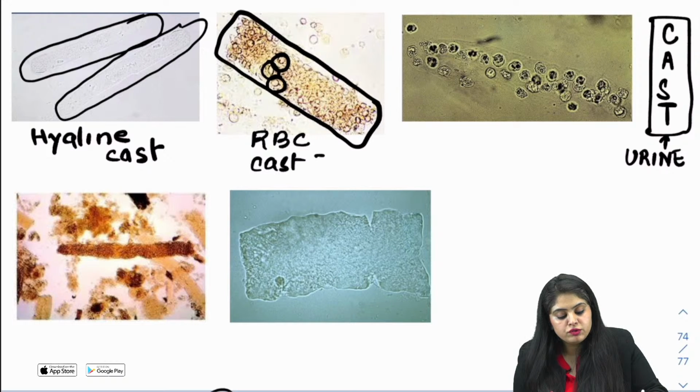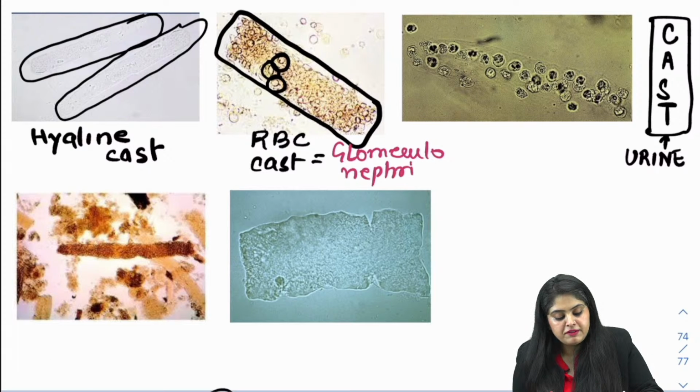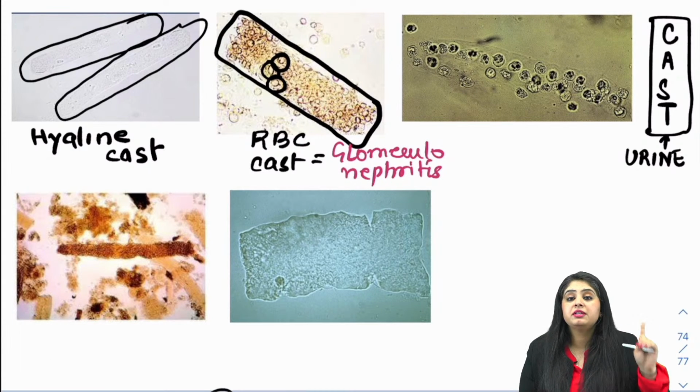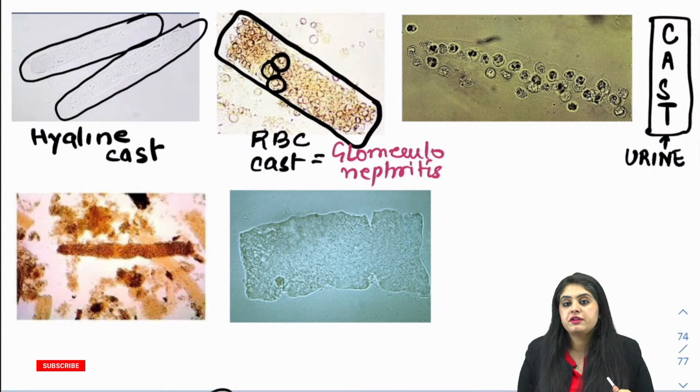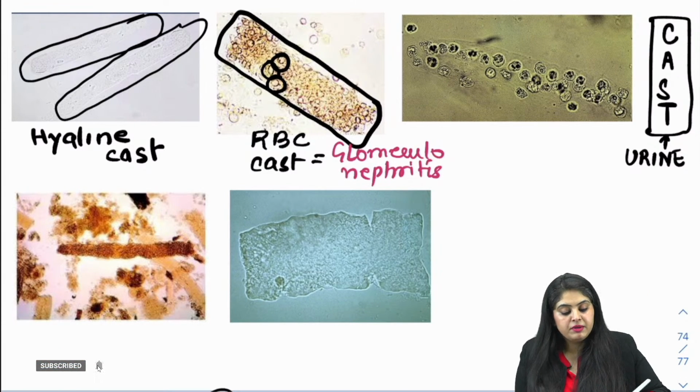Which disease shows you RBC cast? It is seen in glomerulonephritis. Ma'am, this means if I'm seeing an RBC cast, in the kidney there is glomerulonephritis happening. Okay, coming to the next.